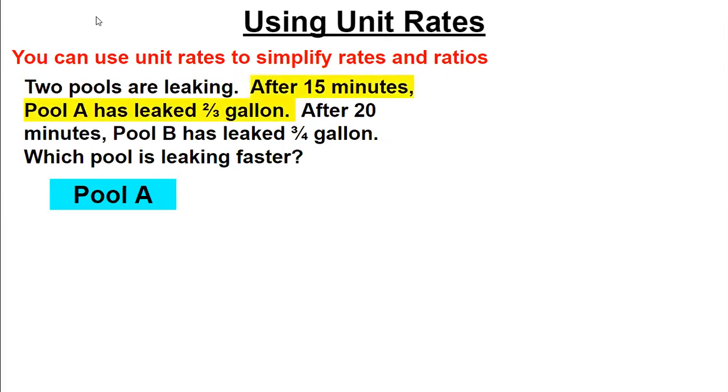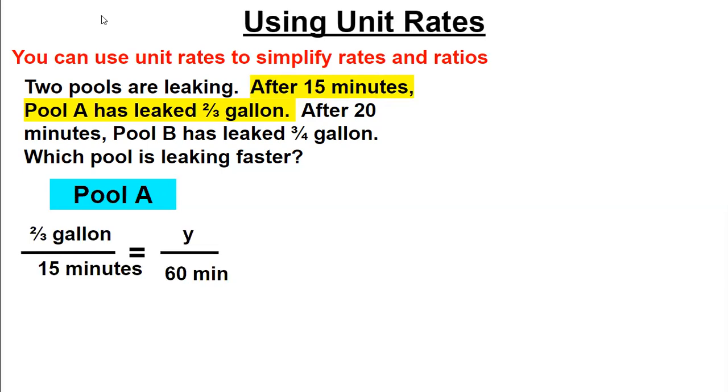So after 15 minutes, pool A has leaked 2/3 of a gallon. That is going to be the rate we set up. 2/3 of a gallon will go on top and 15 minutes will go on the bottom. Let's set that equal to what we're missing. We want to find the unit rate. So the unit rate is 1 hour. 1 hour is the same as 60 minutes.